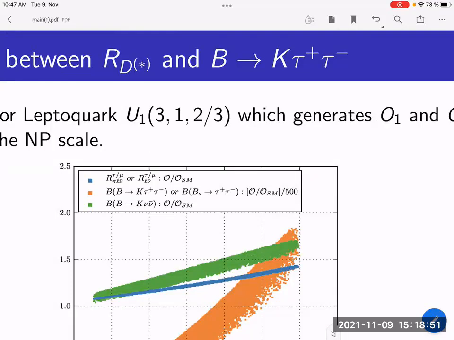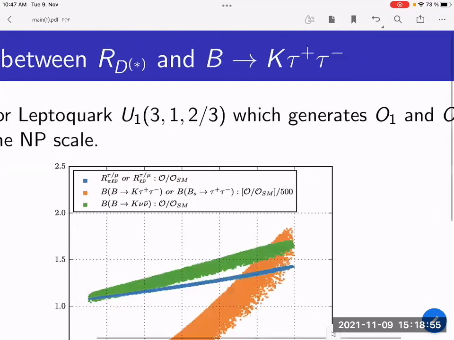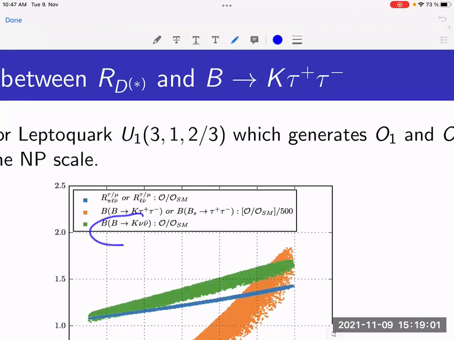There's one related comment. So this U1 model at tree level, for example, doesn't give rise to B to K nu nubar. Exactly. But at one loop level, you get it, and this is also a way to test it. So this predicts it.